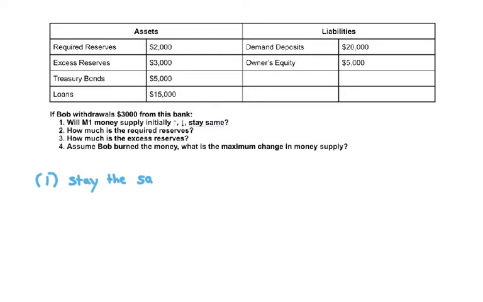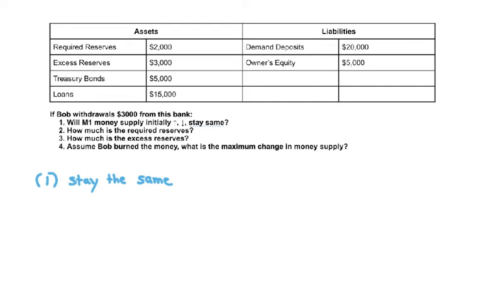And so the question is, why is that? Well, we talked about it on the last problem. We're now just moving the money from checking deposits into currency. We're just changing what category of the M1 money supply we're putting that $3,000 in. It's no longer in deposits. It's now in Bob's pocket as currency. And so the M1 money supply is not going to change. It's going to stay the same.